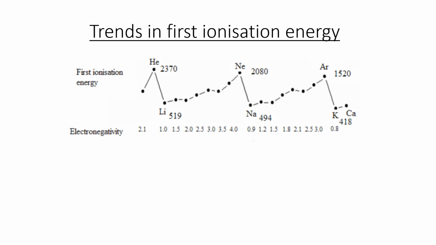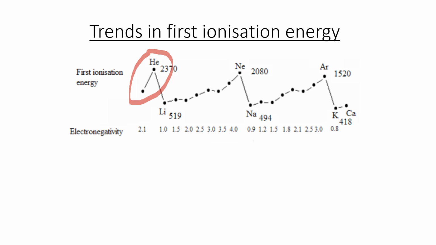Okay, so the first trend we're gonna look at is first ionization energy. So this is the energy required to remove 1 mole of electrons from 1 mole of gaseous atoms to form 1 mole of gaseous ions. And the first thing to note is as you go from hydrogen to helium, the first ionization energy jumps massively.